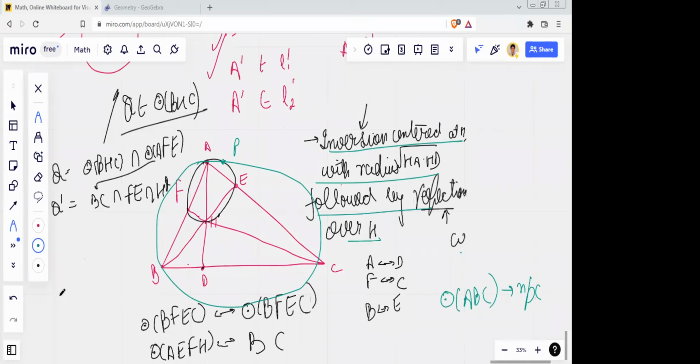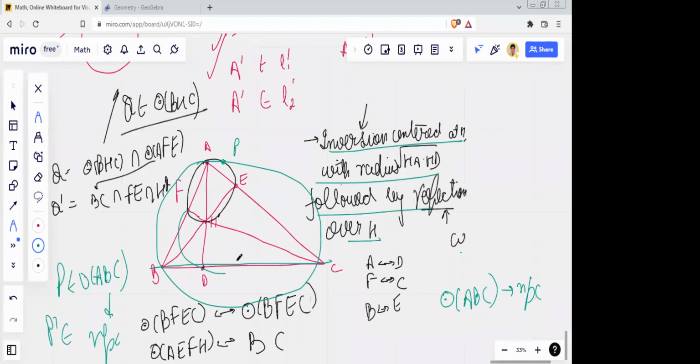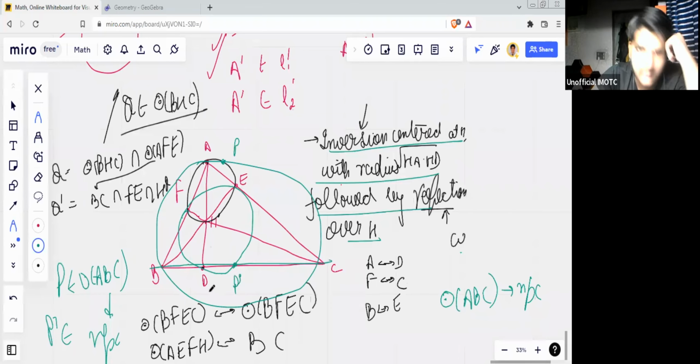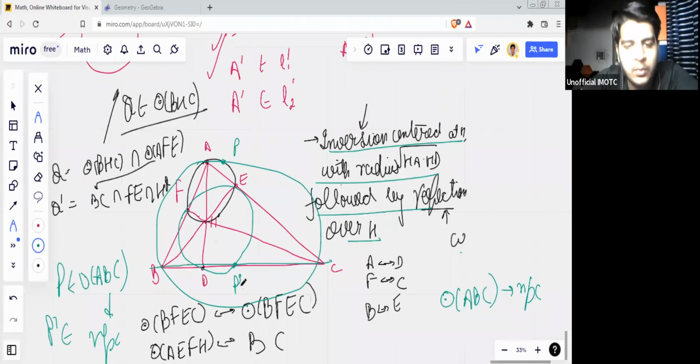P lies on circle ABC, which is going to the 9-point circle. P also lies on circle AFHE, which is going to line BC. So the image of P is on line BC and lies on the 9-point circle, and it is not D, so it is a midpoint. Why is it not D? Because A goes to D. Yes, correct. Everyone clear with that proof?